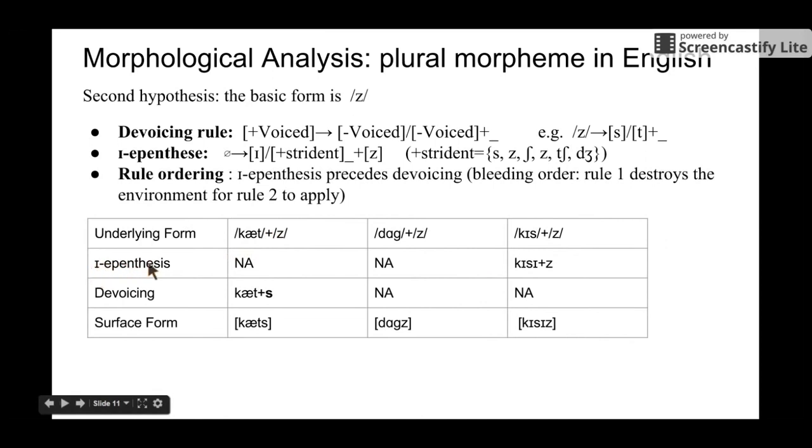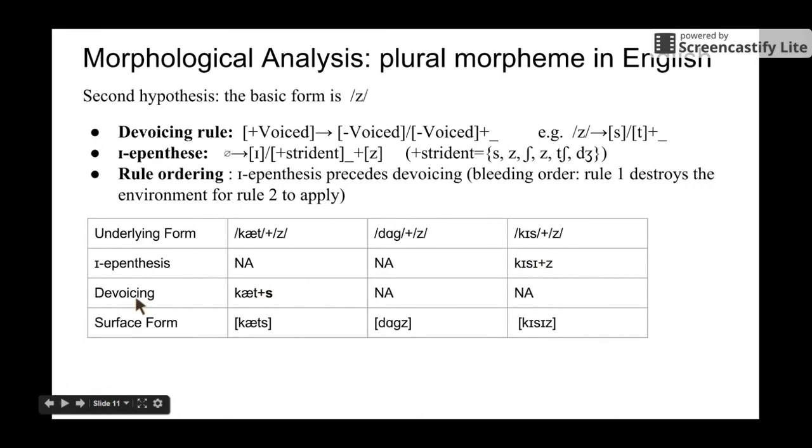The vowel insertion rule does not apply to cats because this is not the right environment. It does not apply to dogs as well because G is not a triggering environment for the vowel insertion. However, for this one, we have the strident, right? S sound is one of the stridents, and we have Z sound. In between, we should insert a vowel. Okay, now we derive kisses.